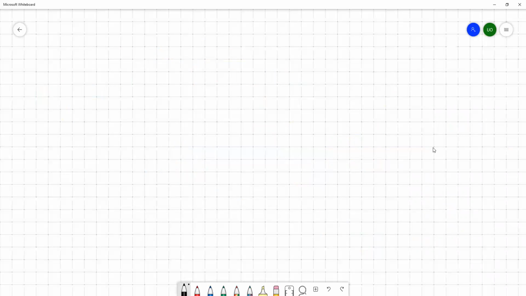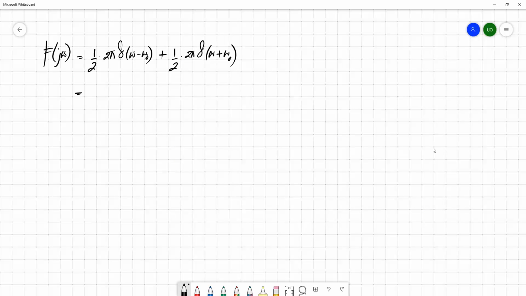So then ultimately, you have F(j omega), the Fourier transform of cos omega naught t, is half of 2 pi delta, minus this, plus 2 pi. So for the minus j omega naught t, definitely this shift would be plus, delta omega plus omega naught. Once you simplify it further, this becomes pi delta omega minus omega naught plus pi delta omega plus omega naught.